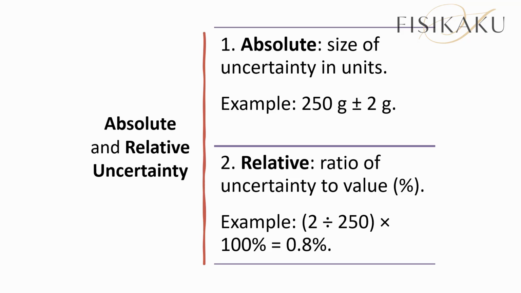Uncertainty can be expressed in two main ways. Absolute uncertainty, the actual size of the uncertainty in the unit of measurement. Example, a mass measured as 250 grams ± 2 grams has an absolute uncertainty of 2 grams. Relative uncertainty, the ratio of the uncertainty to the measured value, often expressed as a percentage. Example, for 250 grams ± 2 grams, the relative uncertainty is 2 divided by 250 times 100%, which is 0.8%. Relative uncertainty tells us how significant the uncertainty is compared to the value itself.